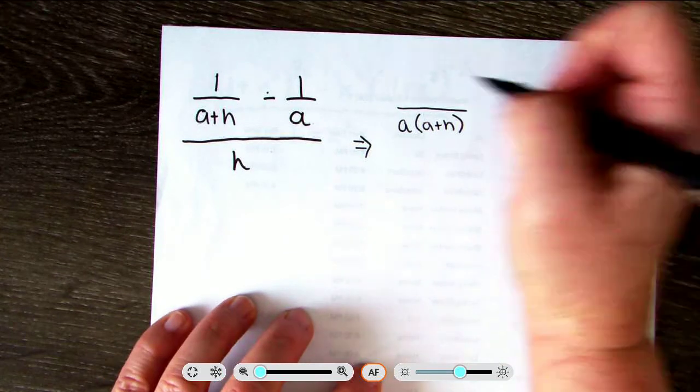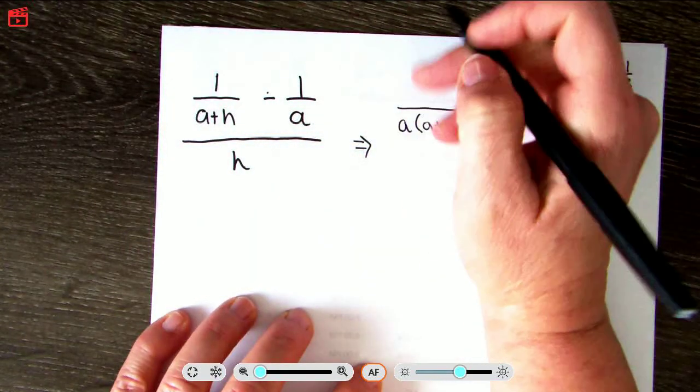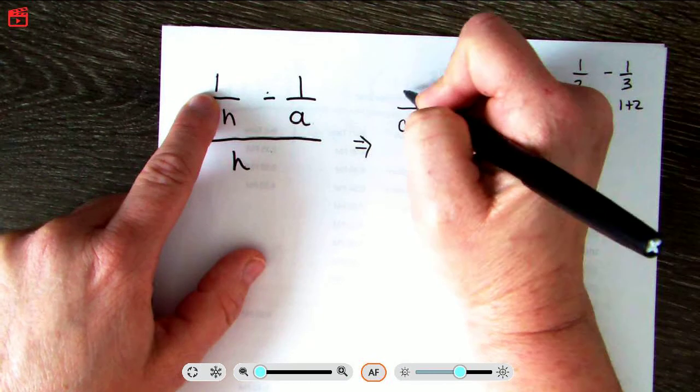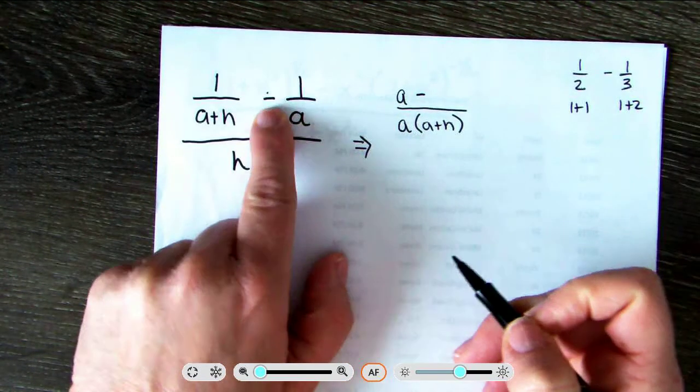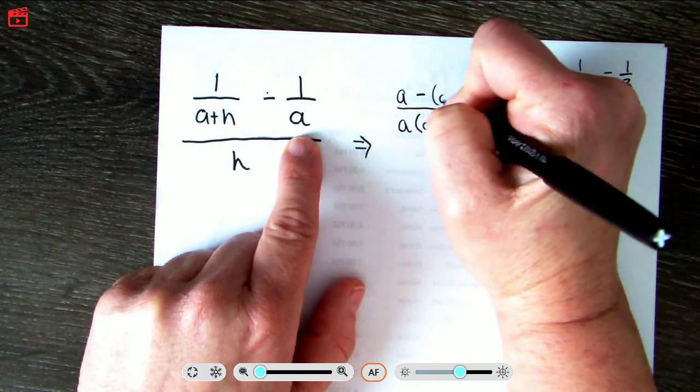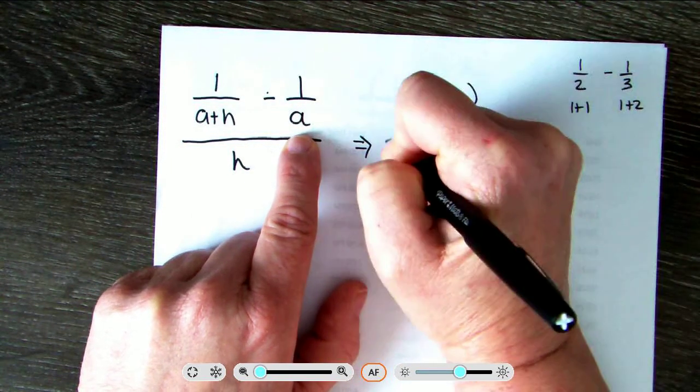Okay, so here we are. My new numerator here, I needed that A. And I'm going to save myself a little bit of time here because there's my minus. And this one I needed that A plus H. Okay, leave that.